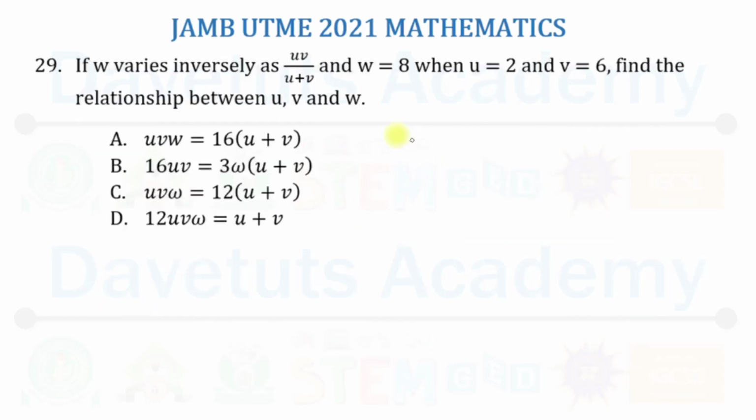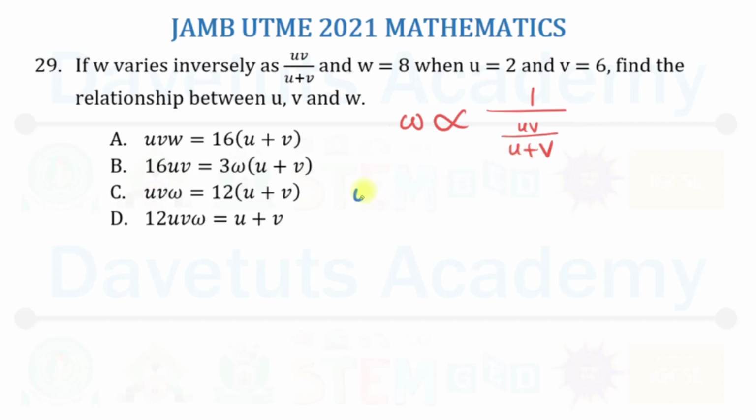In this question, we are told that if W varies inversely as UV over U plus V, and W is 8 when U is 2 and V is 6, we have to find the relationship between U, V, and W. We need to interpret this correctly because they said W varies how? Inversely. Inversely means 1 over UV over U plus V.